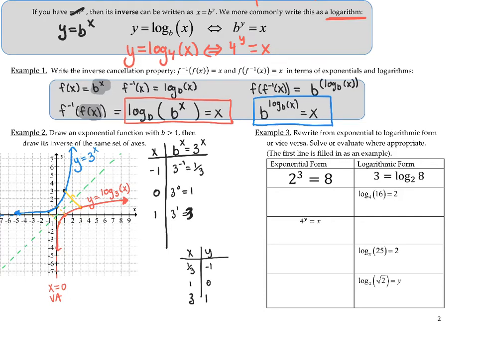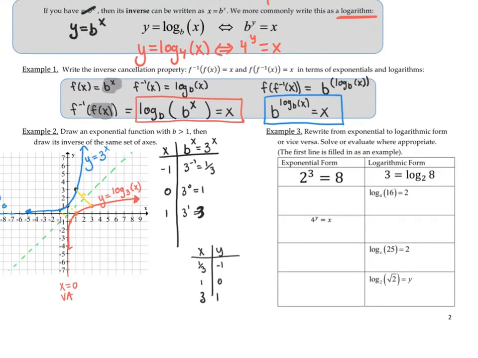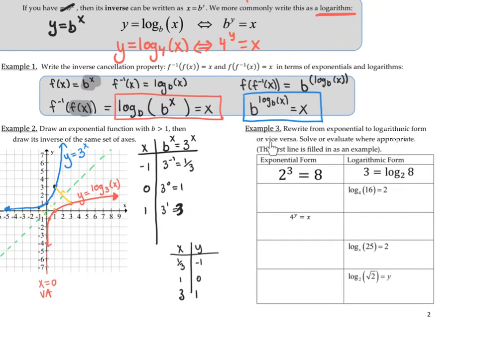So in the previous examples, we've been talking about logarithms. In example 2, we graphed an exponential function 3 to the x, and we graphed its inverse, or a log base 3 of x. So I want you to notice whatever the base was on the exponential, that will be the base, or the subscript of the logarithm. So in example 3, we are going to start evaluating logarithmic expressions, and we're going to rewrite from exponential to logarithmic form or vice versa, and then solve or evaluate where appropriate.